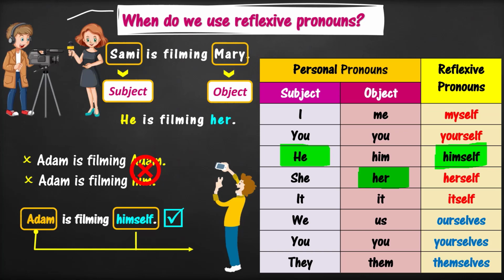As you can see, we have used himself since the subject is a third-person singular, Adam or he. When the subject is I, the reflexive pronoun is myself. For you, the reflexive pronoun is yourself. For he, it's himself. She, herself. It, itself. These are the singular forms. The plural forms are ourselves for we, and then for you, the plural, we say yourselves. And they, the reflexive pronoun is themselves.